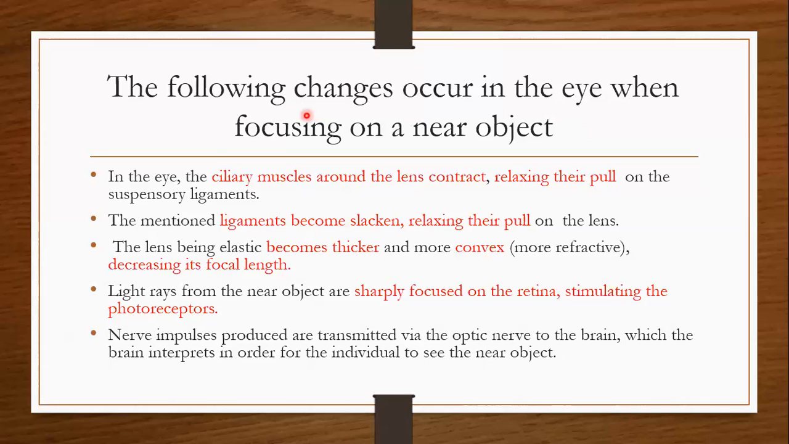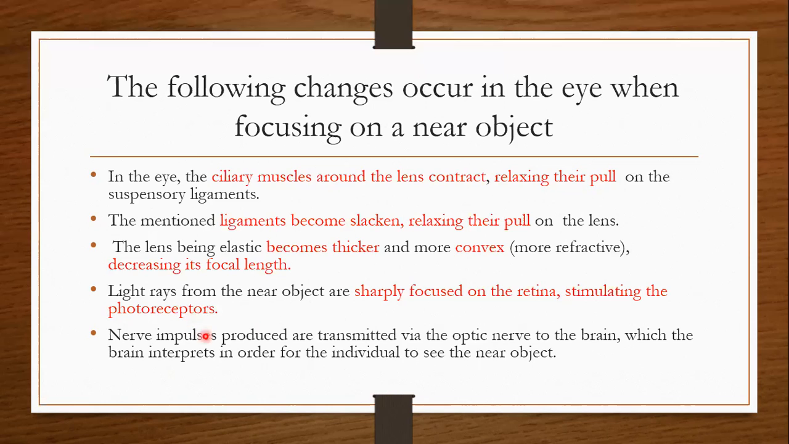changes occur. The ciliary muscles now contract. They relax their pull on the suspensory ligaments. The ligaments now become slackened and they relax the pull on the lens. The lens is elastic in nature, so it becomes thicker now and more convex, more refractive. So its focal length is decreased. Light rays are sharply focused on the retina, stimulating the photoreceptors.